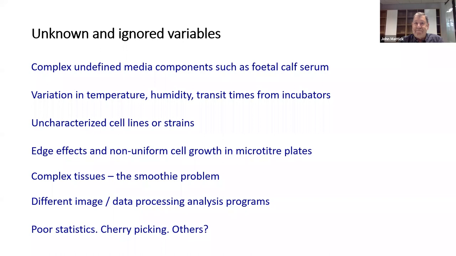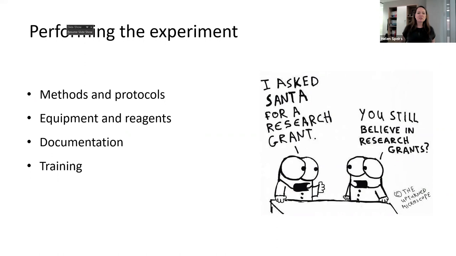Okay, so I just wanted to go through this: you've organized what you're going to do, you've thought through your experiment, you've planned it, you've raised the cash to do so. What now? So I tend to break the experiment into four chunks. There's the methods and protocols that you will follow. There's the equipment and reagents that you will use. And there's documentation, how you're going to record what you've done. And then the training. So how are you trained to perform the task?